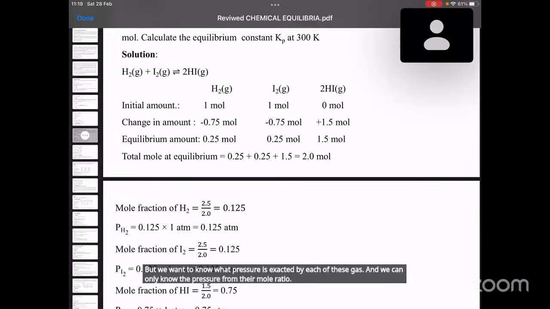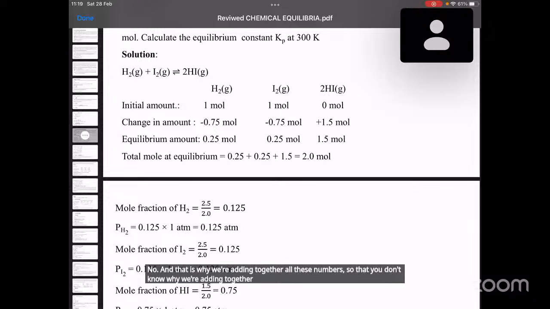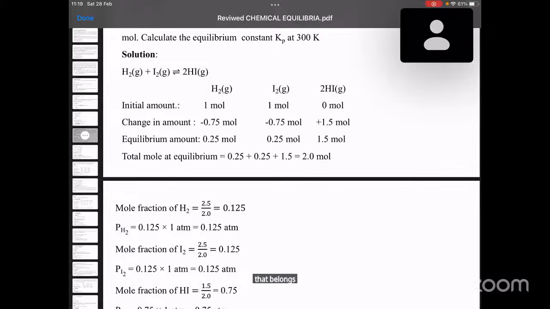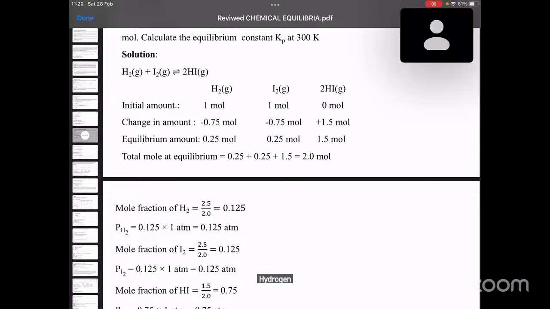That is why we're adding together all the number of moles, so that we can know the fraction of the total moles that belongs to each component. In this case, the total moles is 2, because 0.25 plus 0.25 plus 1.5 gives us 2. If we now want to know the mole fraction of hydrogen, hydrogen's own number of moles is 0.25. We divide that 0.25 by 2 to get the mole fraction.